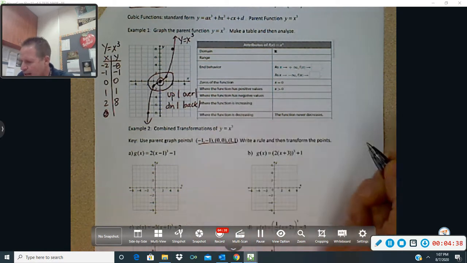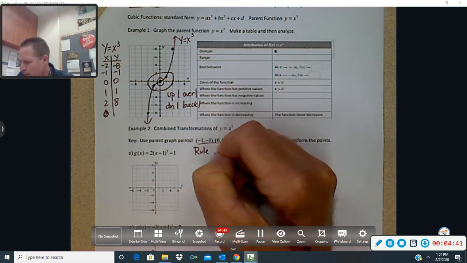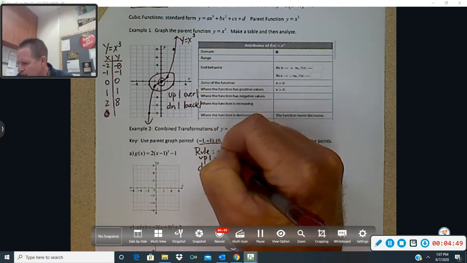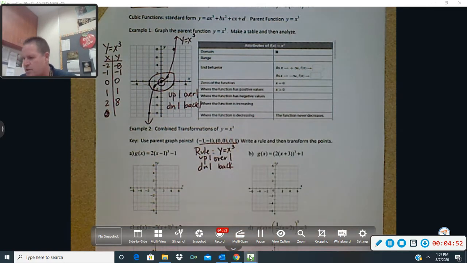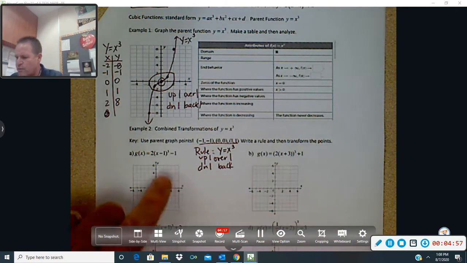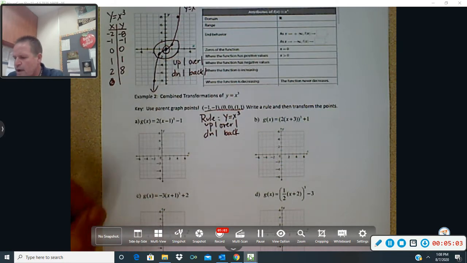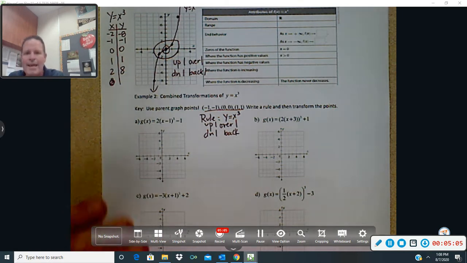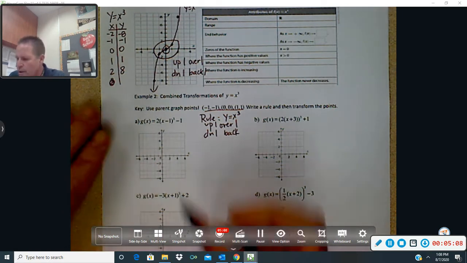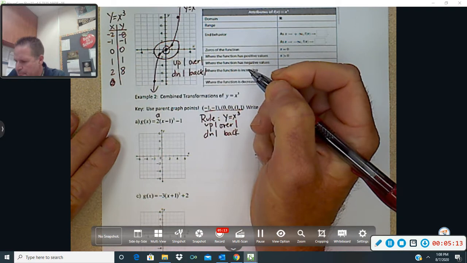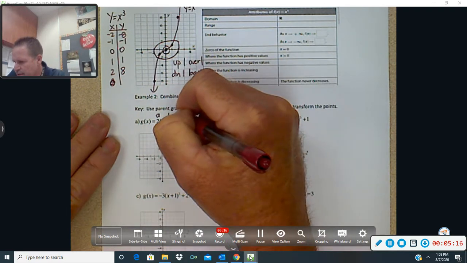Okay, so let's write that down one more time, that the rule is up 1, over 1, down 1, back 1. This is for y equals x cubed. So any cubic function, we're going to use this method, especially if we're in the form that we need here. Okay, so first thing we've got to do is refer back to our whole ABHK thing. And so we're going to look at this equation in terms of this is our A, this is our H, this is our K.